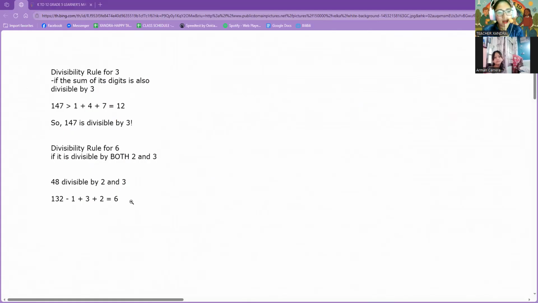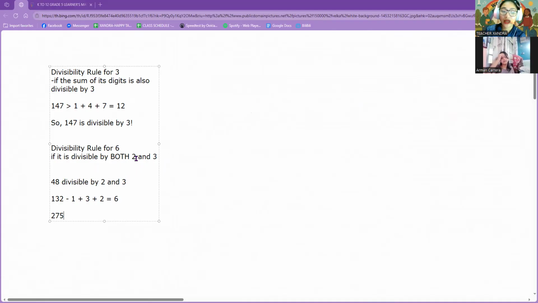Okay. How about 275? By looking at the number, is it divisible by 6? Just remember, a number is divisible by 6 if it is divisible by both 2 and 3. If it's not divisible by 2, automatically it is not divisible by 6, or by 3. Okay?